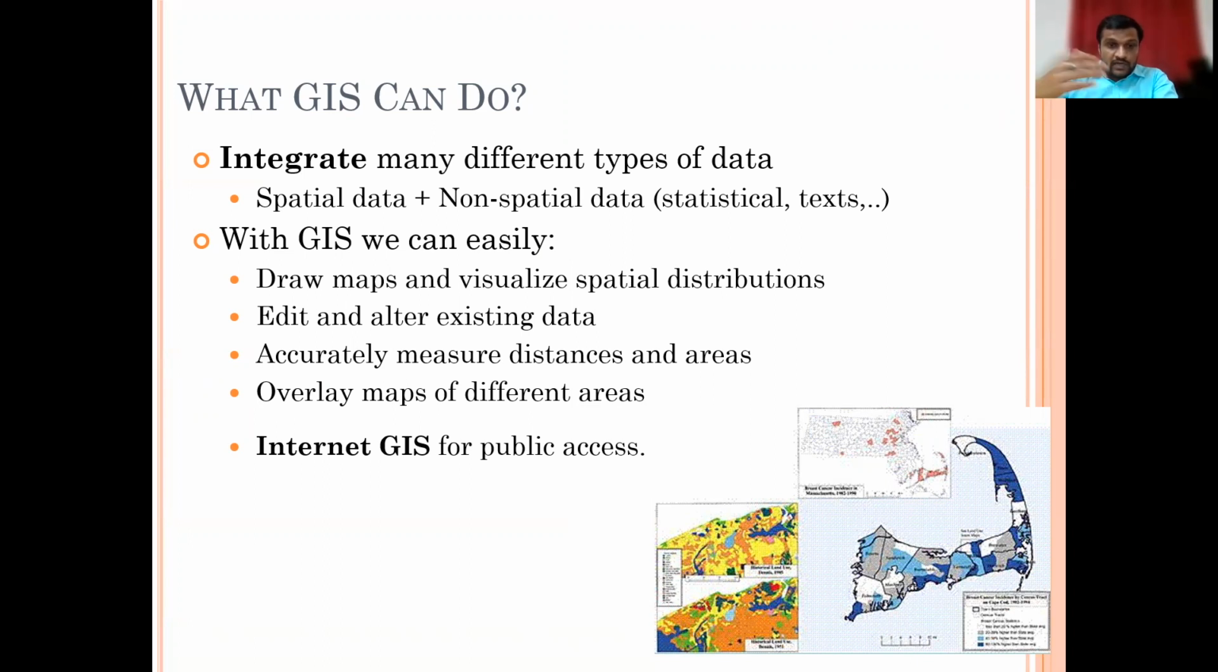Okay, it can accurately measure the distances and the areas that are very much vulnerable to a particular species, or you can say the particular disease or any other infections. Overlay analysis can also be done using different areas. We can also use internet GIS, meaning whatever data we have collected, whatever maps we have prepared, we can easily publish this map for access by the public. That can be done using internet GIS or web GIS.